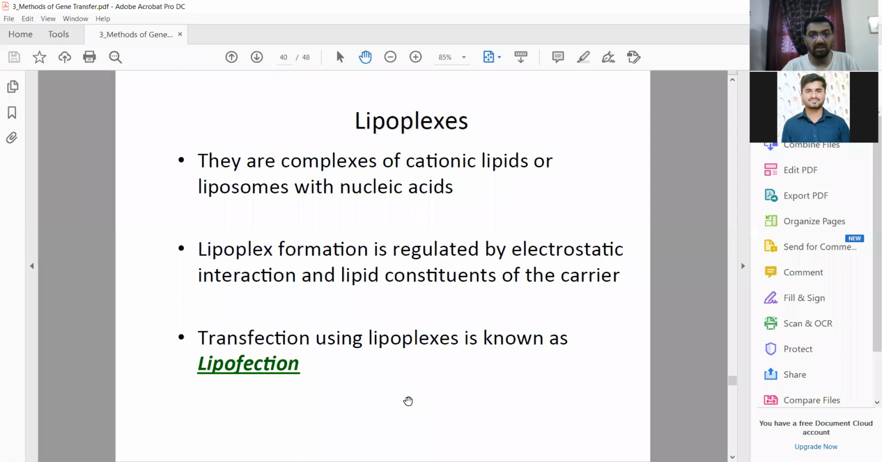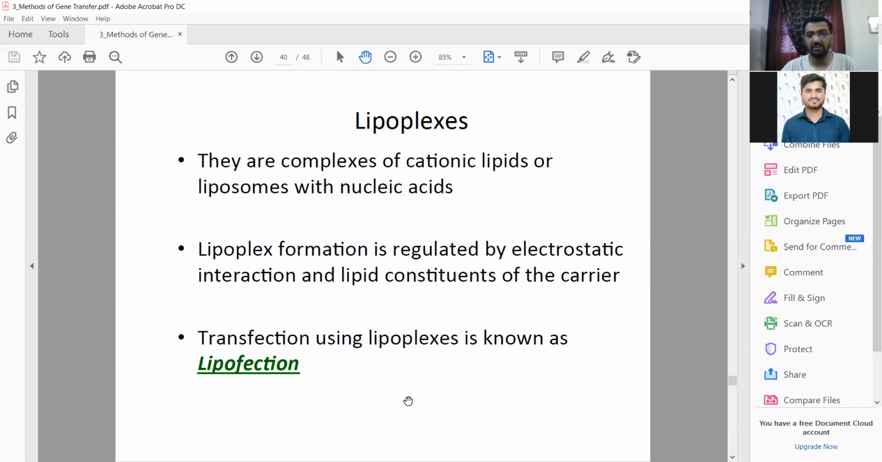In other words, what we normally say is these are positively charged lipids which mix with the negatively charged nucleic acid to make complexes. So lipoplex formation is regulated by electrostatic interaction, and lipid constitutes the carrier status in this lipoplex.